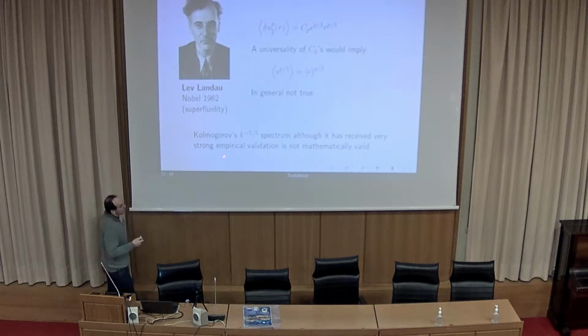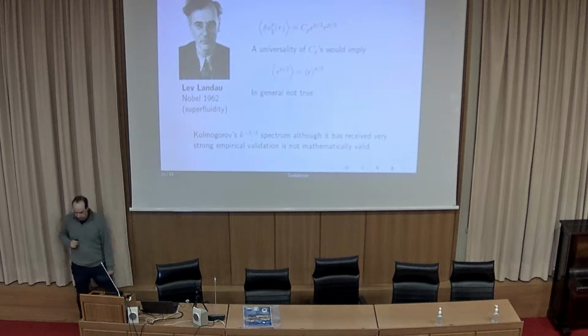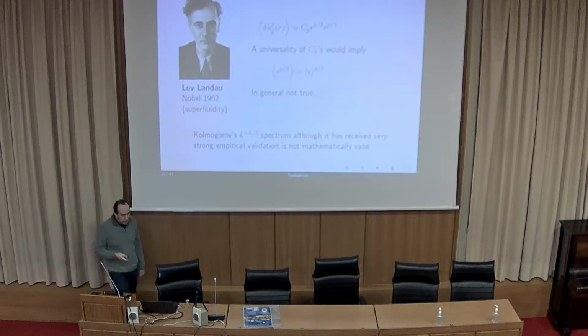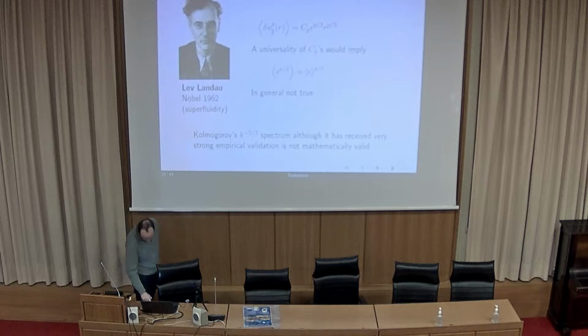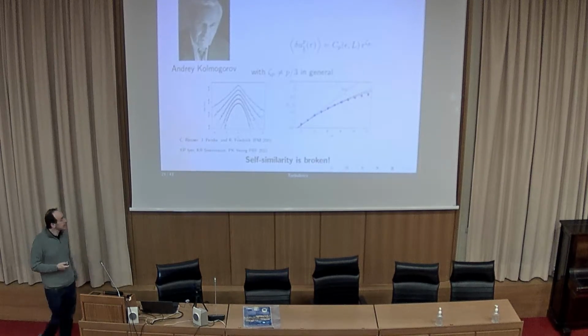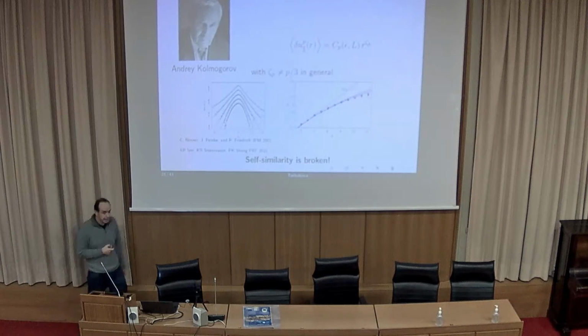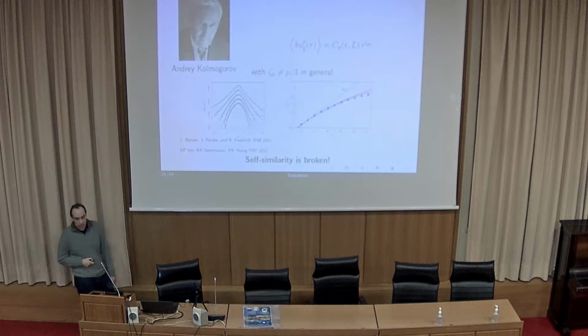So the Kolmogorov minus 5/3, although it has received a huge amount of strong empirical validation, is not mathematically exact. There is some correction, and it is related to the fact that we assumed scale invariance. That forced Kolmogorov 21 years later to revise his theory and say that there are still power laws, but not necessarily linearly related. So there are small corrections, corrections, however, that he could not calculate.